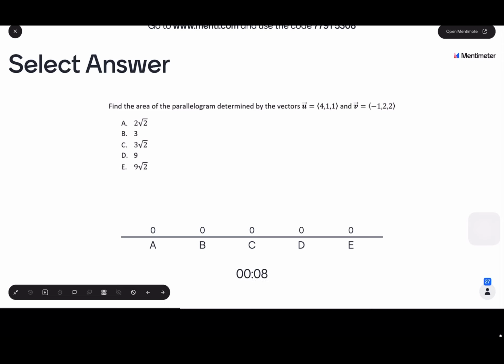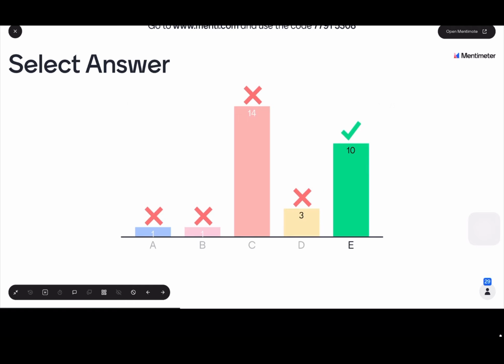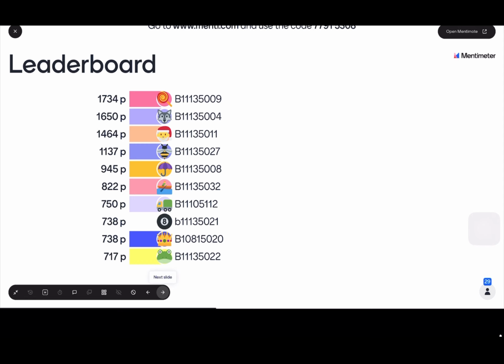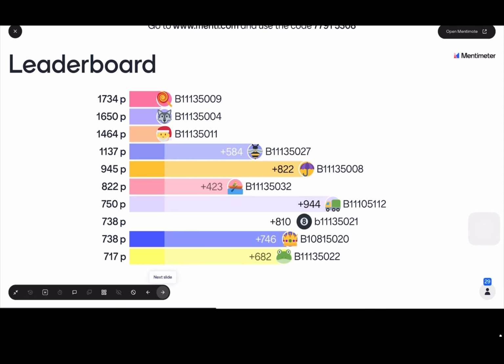Oh, I have to review this. Okay, 3, 2, 1. Okay, so it's nine square root of 2. Okay, I got the 9 there. Okay.